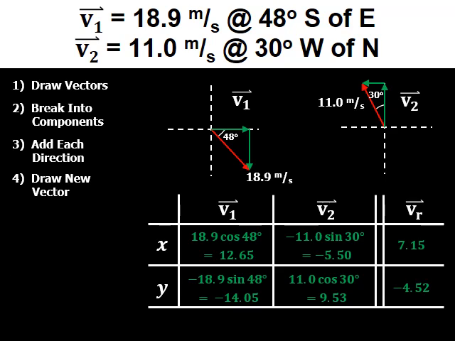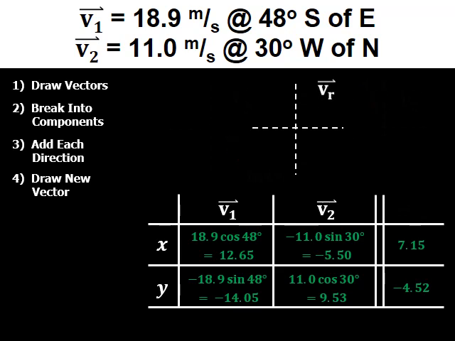The next step, step 4, is going to be drawing our new vector. All right, we're going to get rid of those, and we're going to draw our new vector. Our vector is going to have 7.15 for the x component, and that is going to be to the east because it's positive. And for the y component, it's negative 4.52, so it's going to be south.